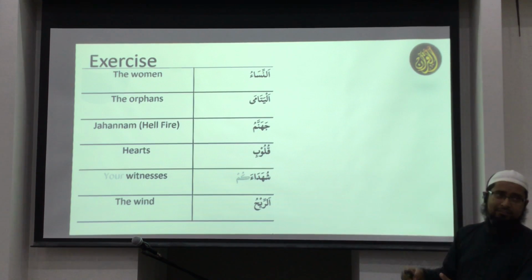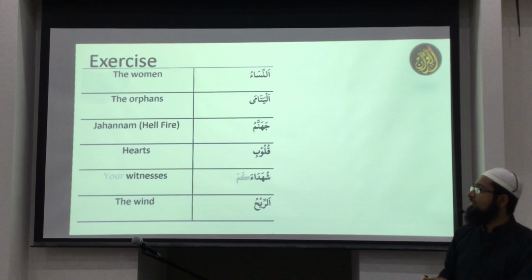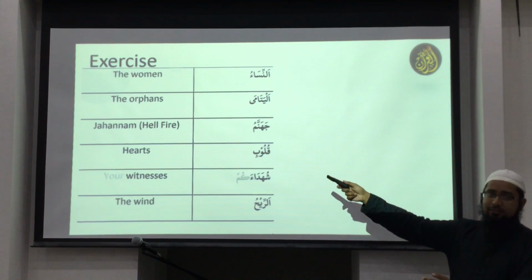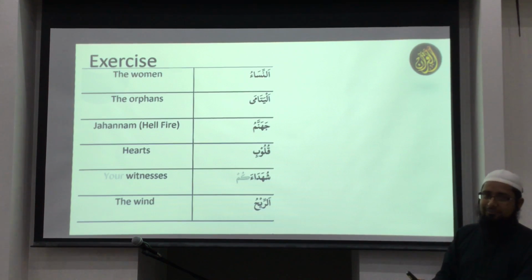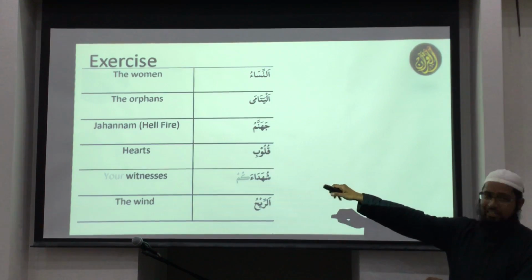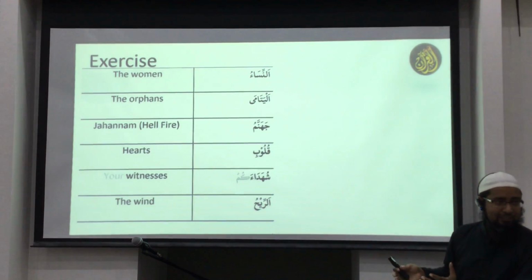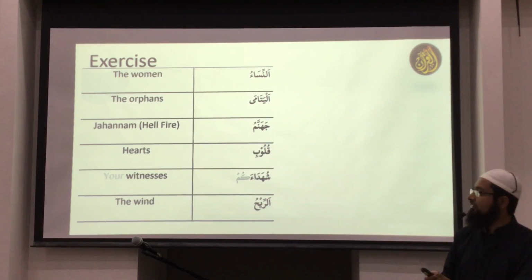Qulubi, hearts. Is it rafa, nasab, or jar? Nasab or jar? No, why nasab or jar? It's only jar. It's not una, ina, so it's only jar. Okay, and it's hearts, so it's a non-human thing. So it's a non-human broken plural, and a non-human broken plural is treated as she, feminine. Okay.